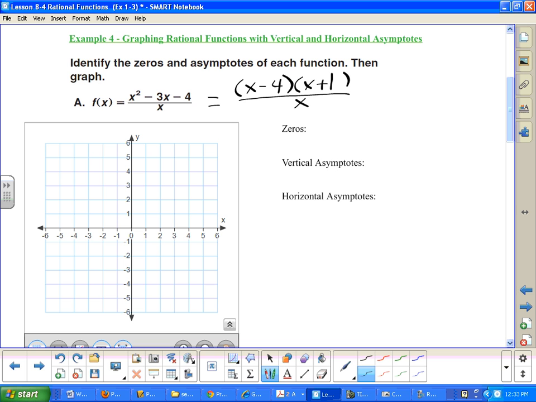So where are the zeros for this problem? -1 and +4. Where's the denominator equal to 0? Cody? What makes x equal to 0? When it's what number? 0. So my vertical asymptote here is x equals 0.